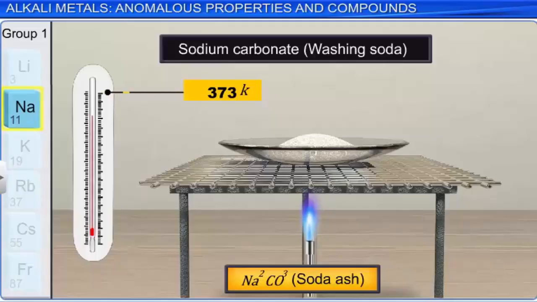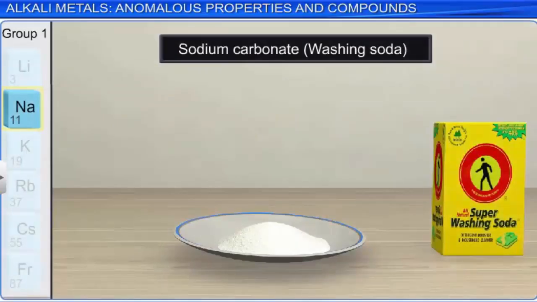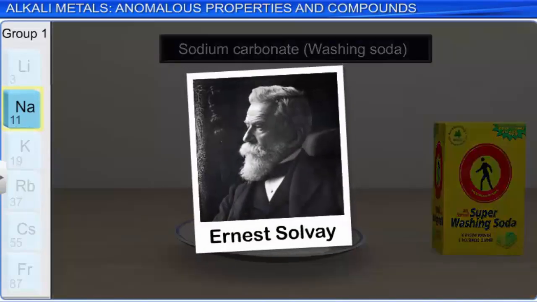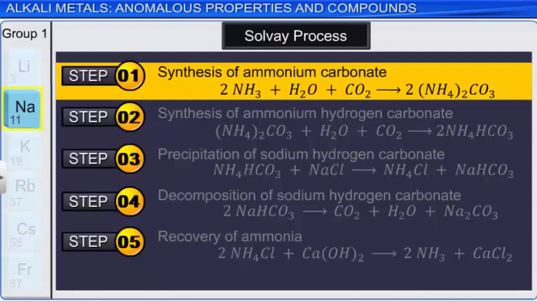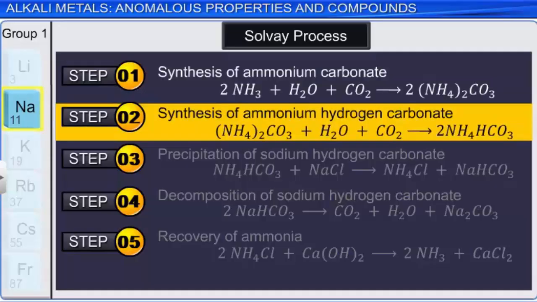Most sodium carbonate is produced by the Solvay process, which was developed in the mid-1800s by Belgian chemist Ernest Solvay. This process, which has several steps, takes advantage of the low solubility of sodium hydrogen carbonate in water. Let's go through the steps of the Solvay process. In the first step, ammonium carbonate is synthesized from ammonia, water, and carbon dioxide, as shown in the reaction. Then, the ammonium carbonate formed in the first step is reacted with water and carbon dioxide to form ammonium hydrogen carbonate, as shown in the reaction given.